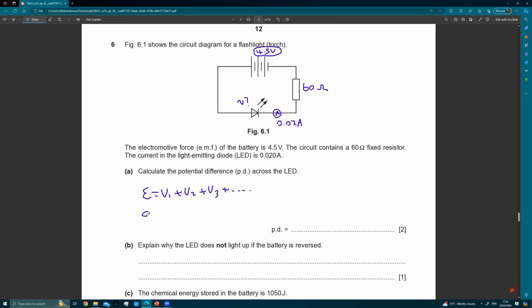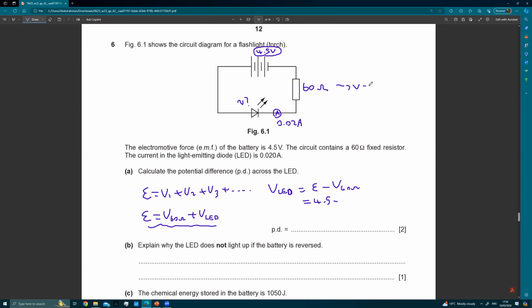plus and so on. Here we only have two things. So we can say the EMF is equal to the voltage across the 60 ohm resistor plus the voltage across your LED. We're trying to work out the voltage across the LED. So I'm going to rearrange this equation: the voltage across the LED is equal to the EMF minus the voltage across your 60 ohm resistor. I know what the EMF is. The EMF is 4.5.